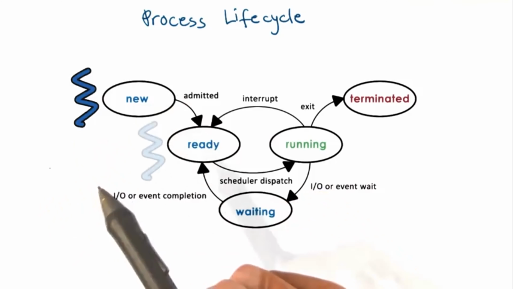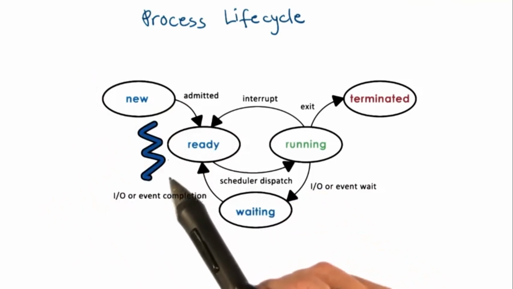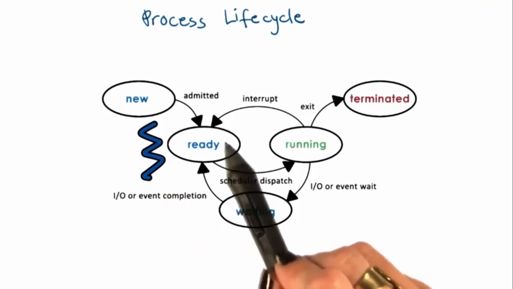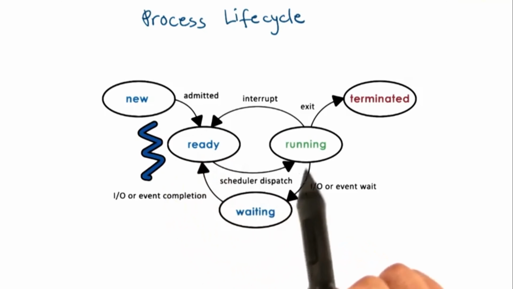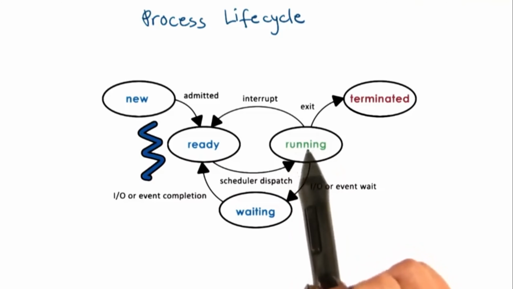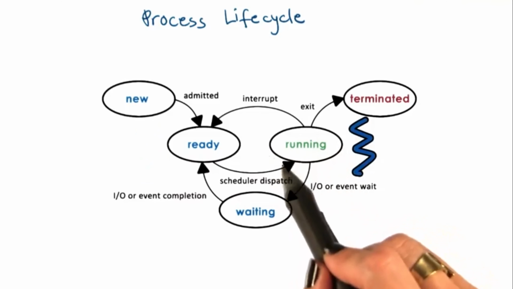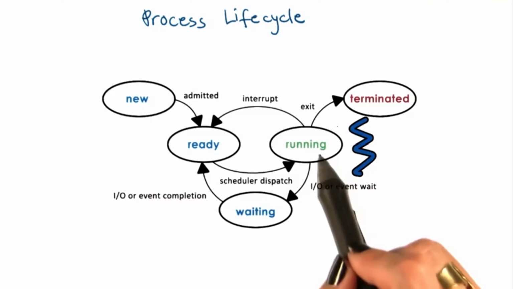start executing. It is ready to start executing, but it isn't actually executing on the CPU. It will have to wait in this ready state until the scheduler is ready to move it into a running state when it schedules it on the CPU. So once the scheduler gives the CPU to a ready process, that ready process is in the running state.